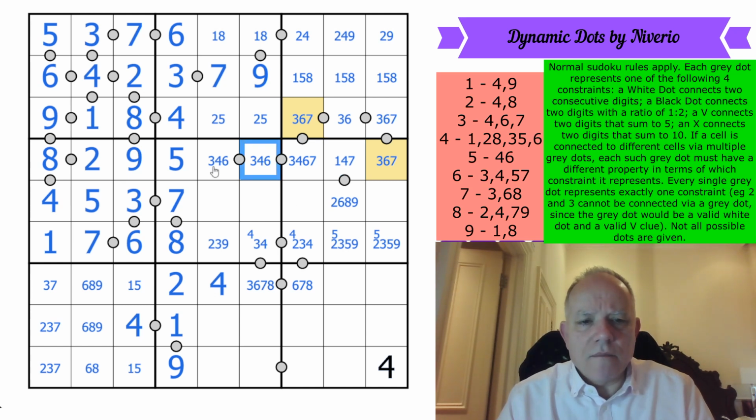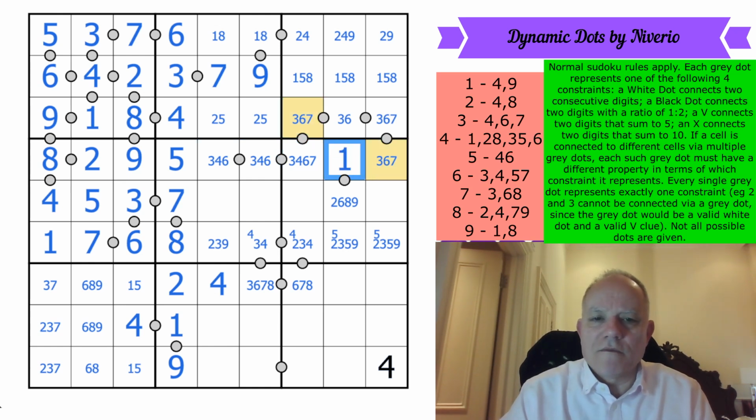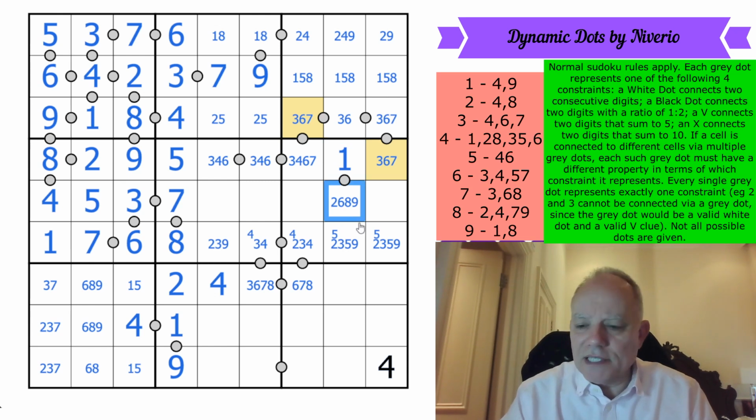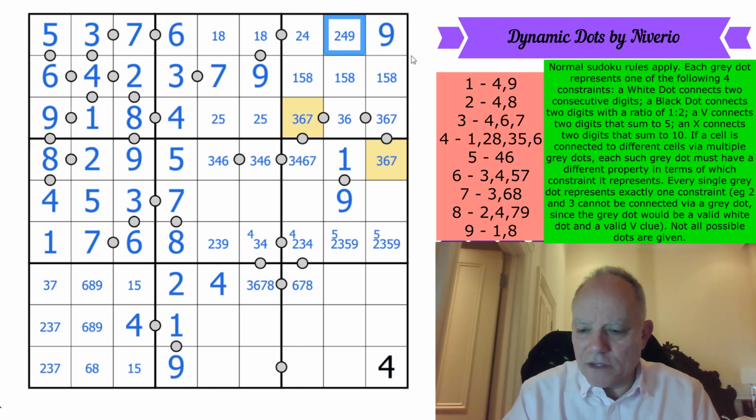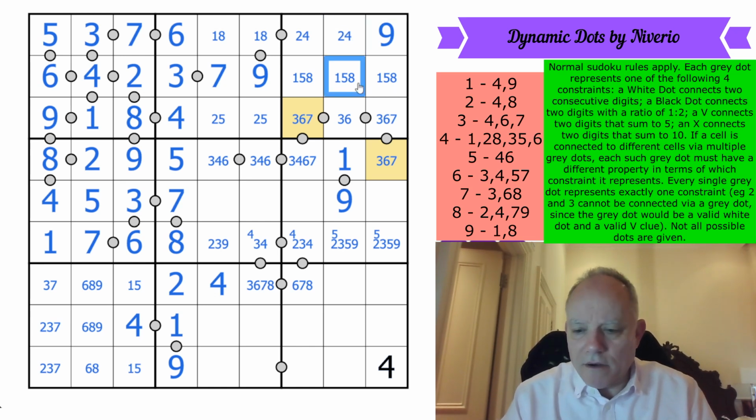Yeah, 1 can't be in the middle because that's not a 4-9 pair. 1 can't be there because it would keep 3 or 6 out of both of those cells, and this cell needs to be in one of those two. 1 can't be there because that is not 4 or 9. Same there, so 1 in row 4 is there. This is now a 9. Right, that does fix 9 in the top row. That can't be a 1.